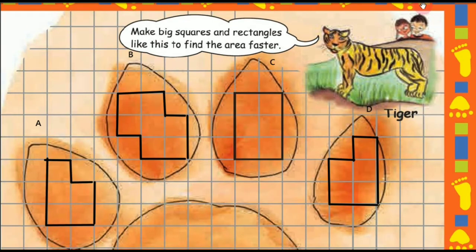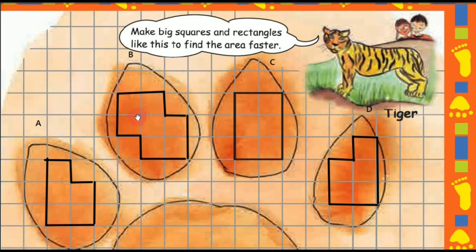Now let's calculate the area of part A. Complete squares are 1, 2, 3, 4, 5. Then more than half filled squares are 1, 2, 3, 4, 5, 6, 7, 8, 9, and this is a half square. So 5 complete squares plus 9 more than half filled squares and 1 half square is equal to 14.5 square centimeter.